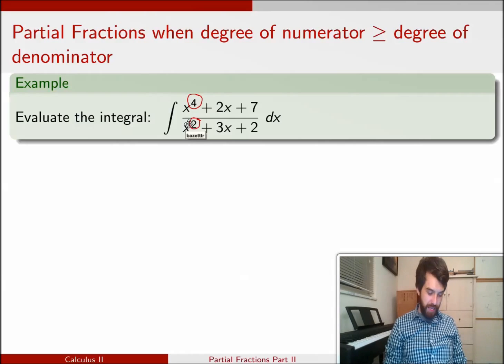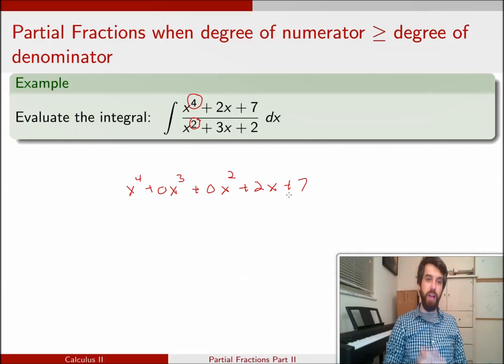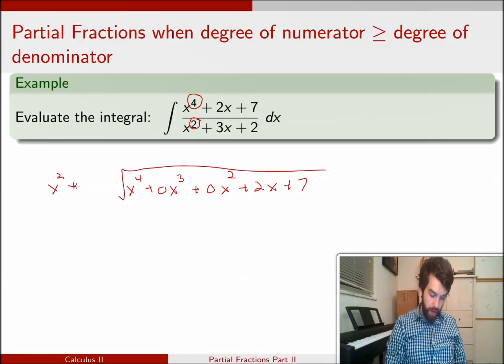The way we do this is just the same thing as we used to do with normal long division. I'm going to first take the numerator. The numerator is x to the 4th, and I'm going to put a few zeros in here. I've got a 0x cubed, a 0x squared, a 2x, and a plus 7. So this is the numerator, but I've filled in every power of x with the proper coefficient. And then I take the big dividing sign, and I'm dividing this by x squared plus 3x plus 2.